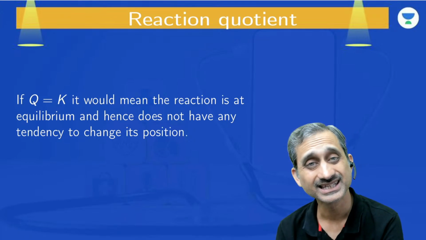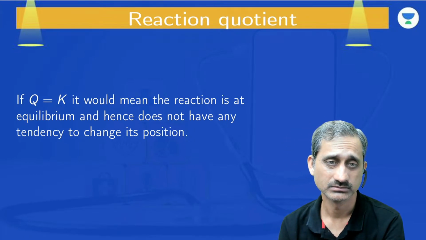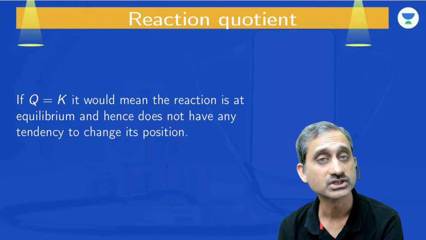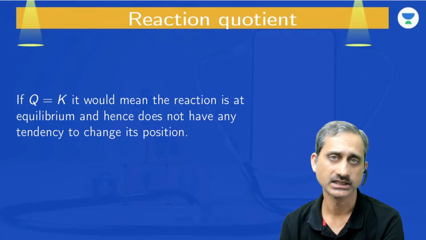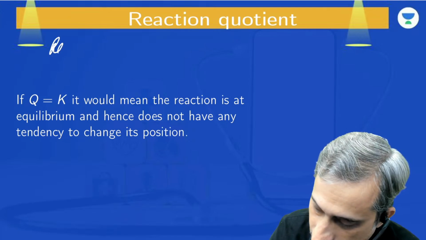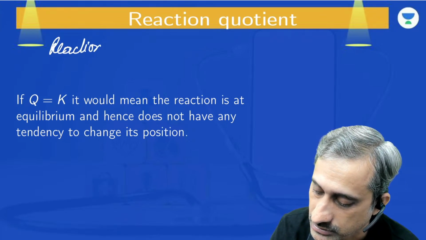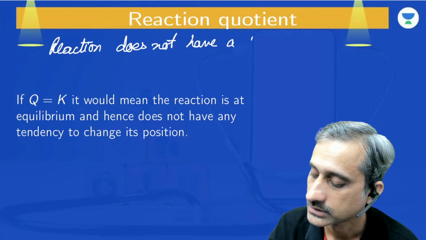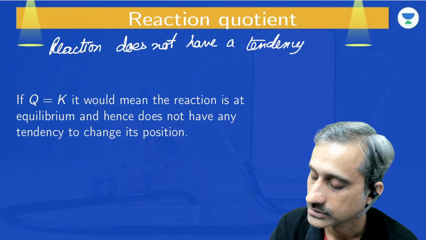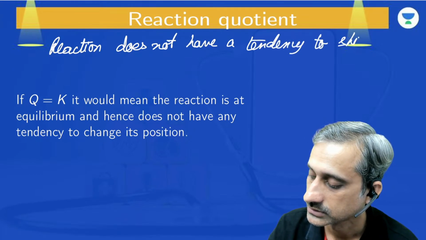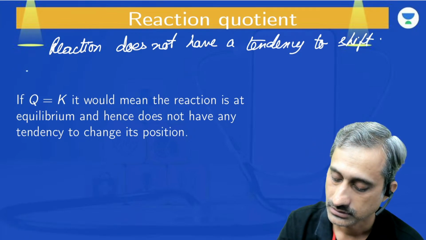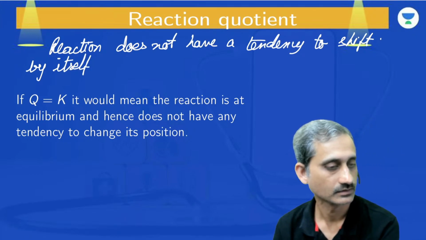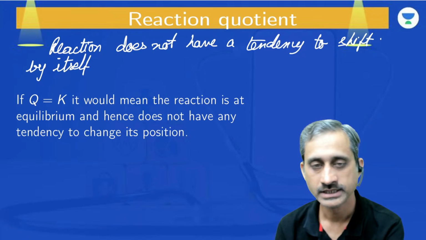So K is Q at equilibrium. Now, if it is at equilibrium, that means the reaction is not going to shift on its own. You can shift the position, but you will have to make an effort for it. The reaction does not have a tendency to shift by itself. Is it clear?